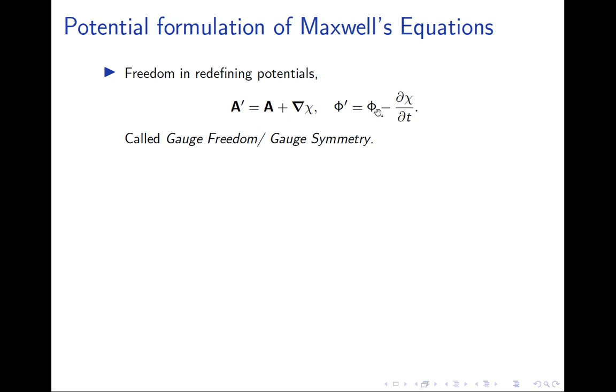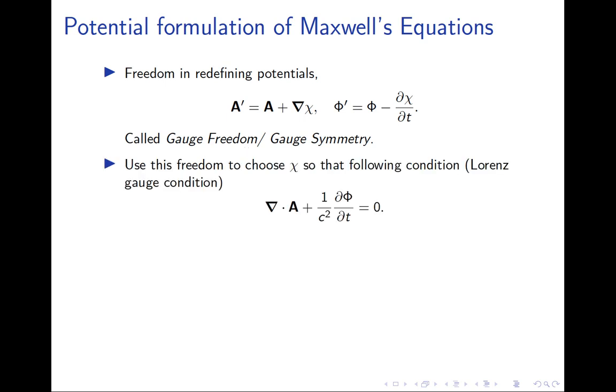This ambiguity of definition is sometimes known as gauge freedom or gauge symmetry. I won't explain the origin of this nomenclature, why it's called gauge symmetry or gauge freedom. It is a bit advanced for this class. People who are taking classical field theory at some point will know why. Using this freedom, you can simplify the Maxwell equations. This is the bottom line. So use this gauge freedom, gauge symmetry, to simplify.